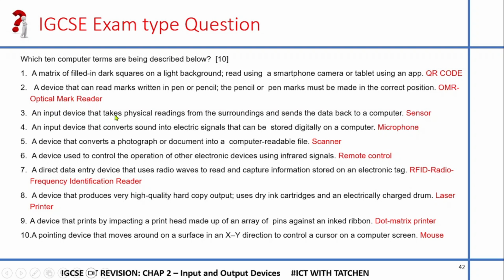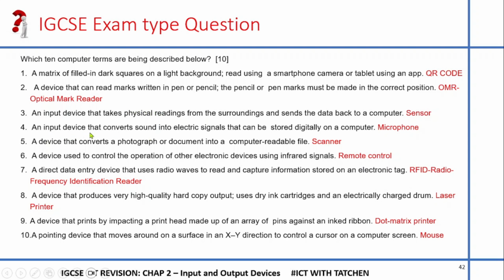Another thing is an input device that takes physical readings from the surrounding and sends the data back to a computer. It's a sensor, right? The sensor, you use it to take physical readings from the surrounding and you send it back into the computer. Physical. So you could say a microphone, but the physical here is what distinguishes it, makes it a sensor.